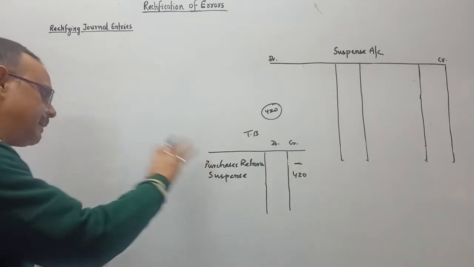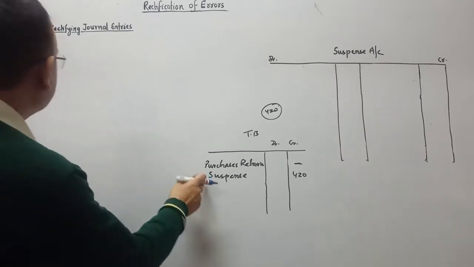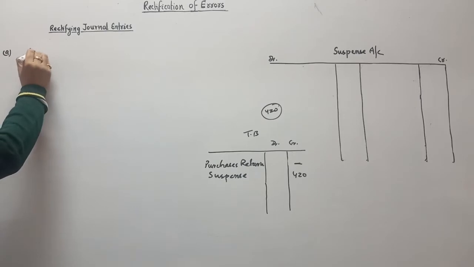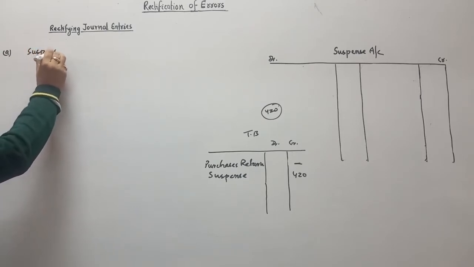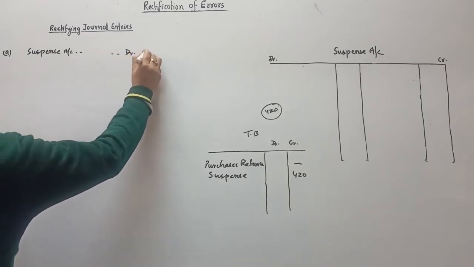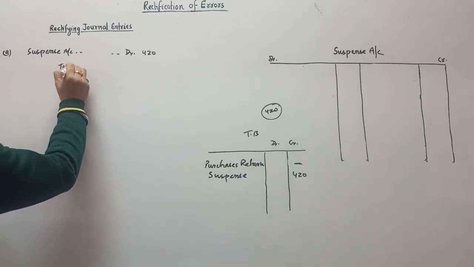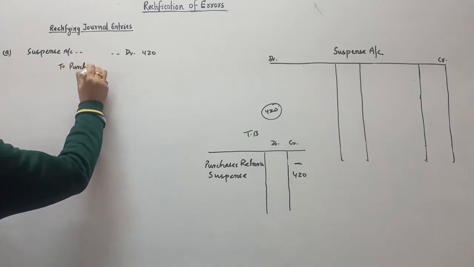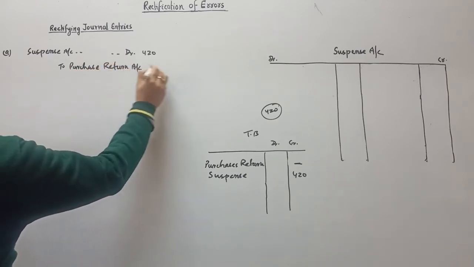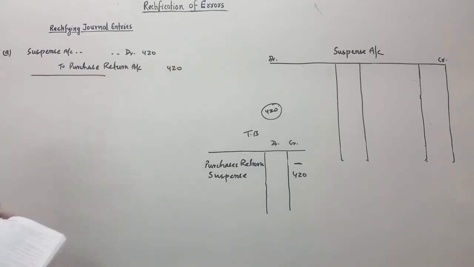Now, after knowing the reason for this difference, we have to rectify. First of all, we have to cancel the suspense account. Suspense will be debited: we debit the suspense account by rupees 420, and purchase return, where we have not done the posting, will be credited by 420. So this is the first rectification.